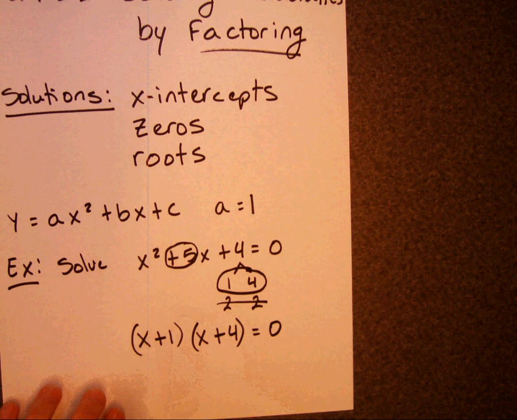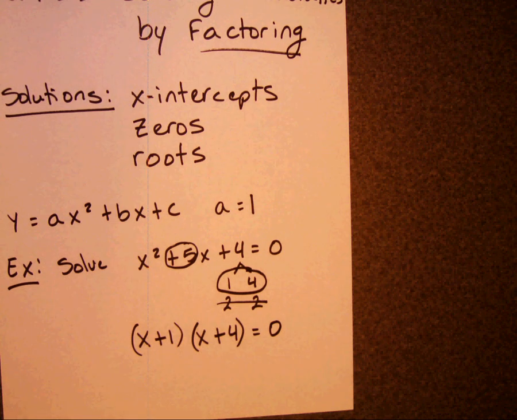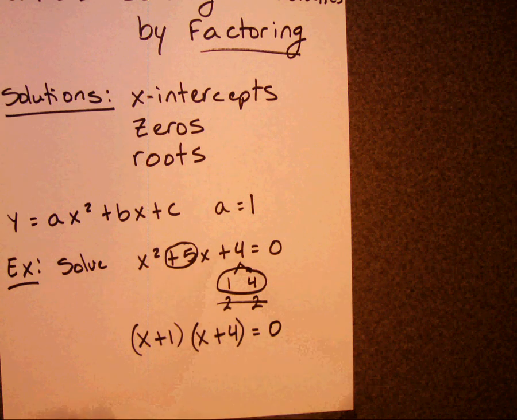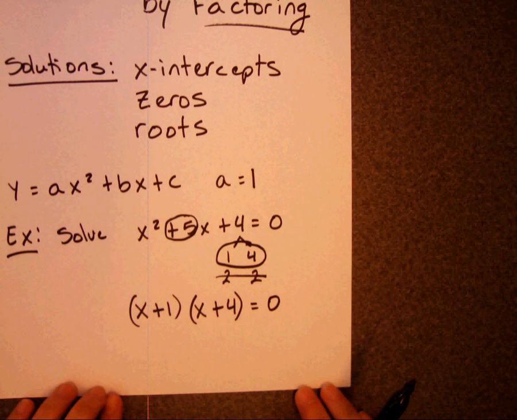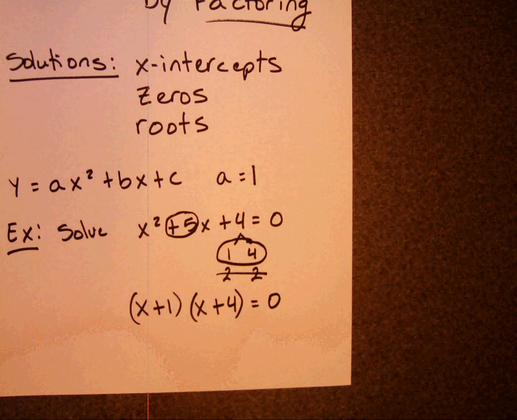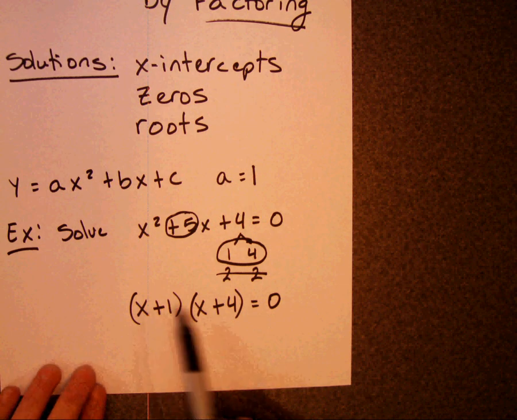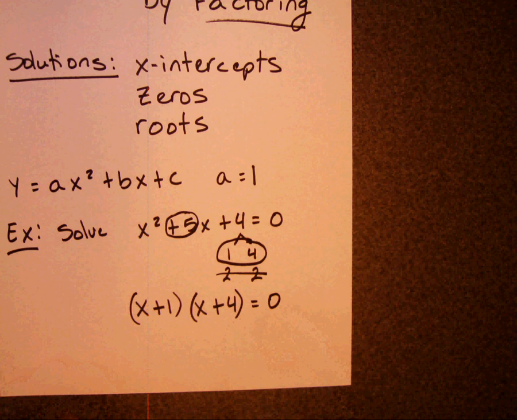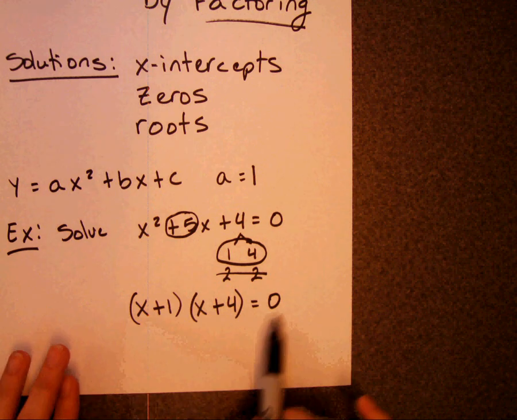You can check yourself by FOILing. If I FOIL these two factors back out, then I should get x squared plus 5x plus 4, and you can try that to be sure. All right, but I want the solutions. I want to know, what does x equal? Once I have it in factored form, I'm going to use what they call the zero product property. I'm multiplying two things together, and I get 0. So that means that at least one of them must be equal to 0. I just need to know what it is.